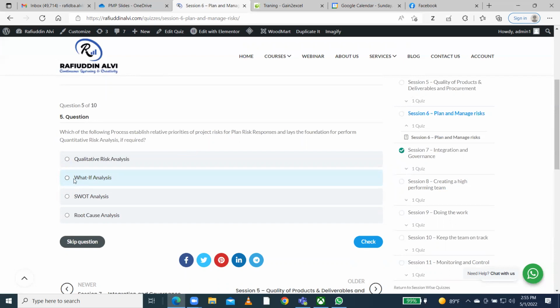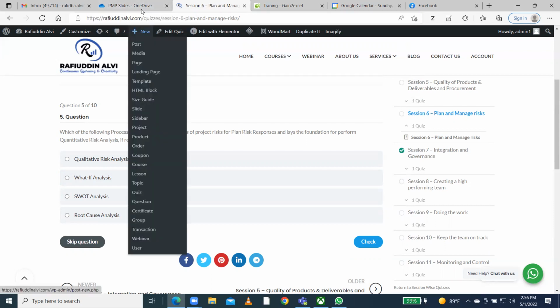But do we have this in our syllabus? I don't think we have what-if. We never cover what-ifs. See, for example, in the exam, some questions will have made-up terms which you haven't studied. So don't select that one. If something is not there in my slides, based on the PMI syllabus, that is not the answer.